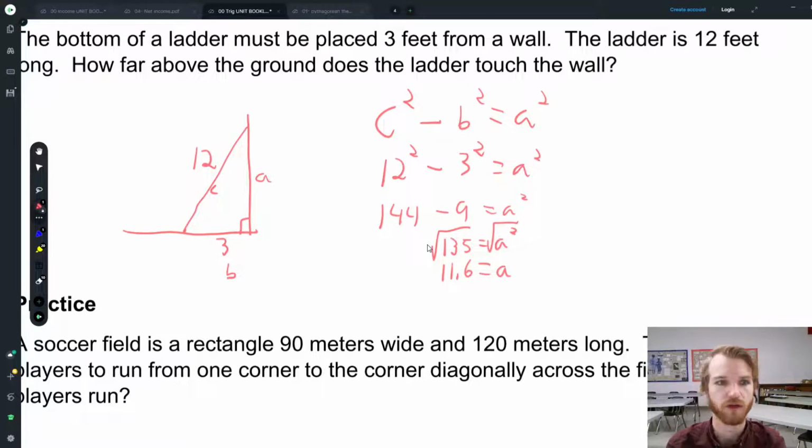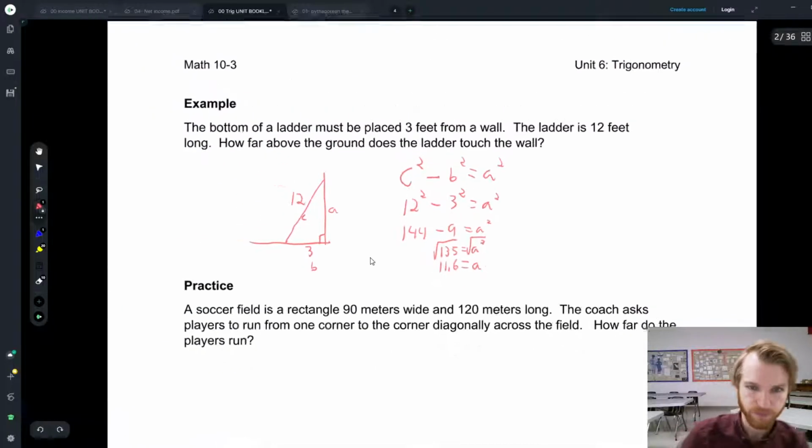So if you ever find that your answer for one of these sides is bigger than your hypotenuse, you must have done something wrong. So we found out that the height is going to be 11.6, and that makes sense. This ladder is not going to go up further than its own height. Okay, this is smaller, so there we go.